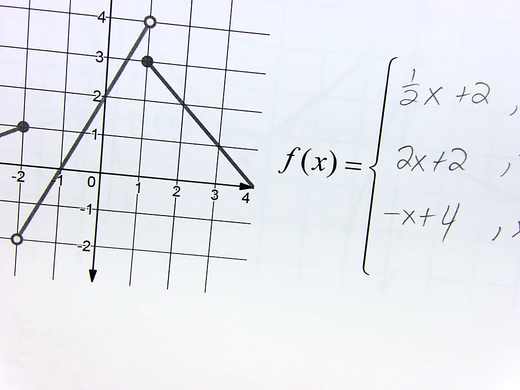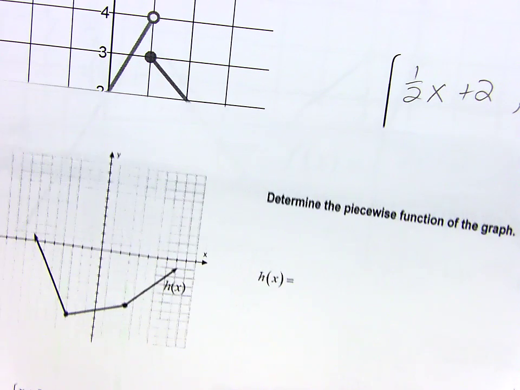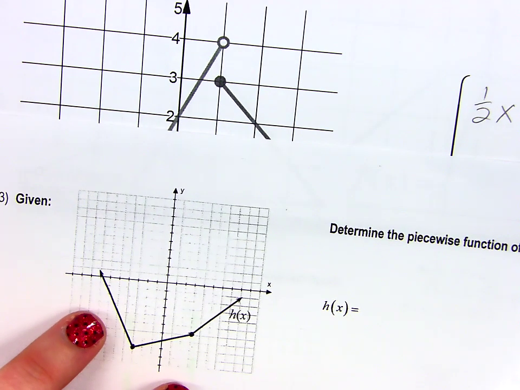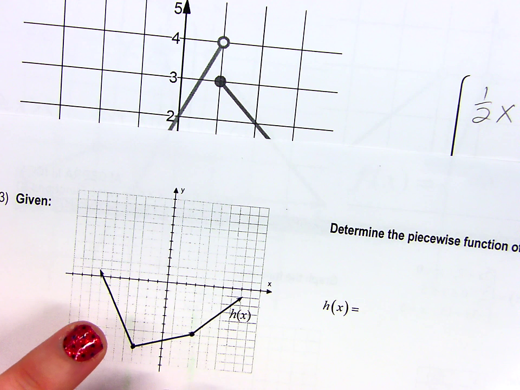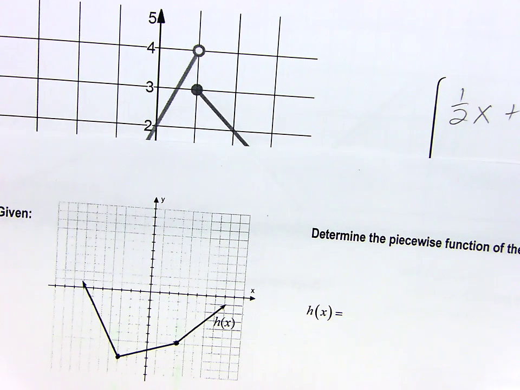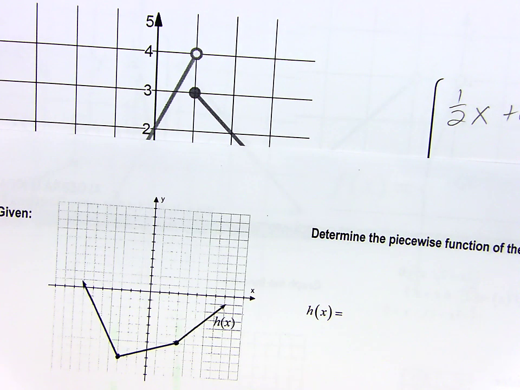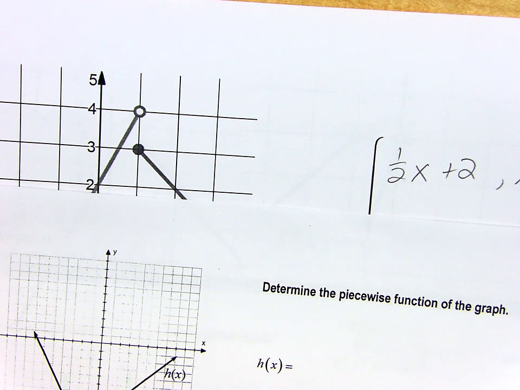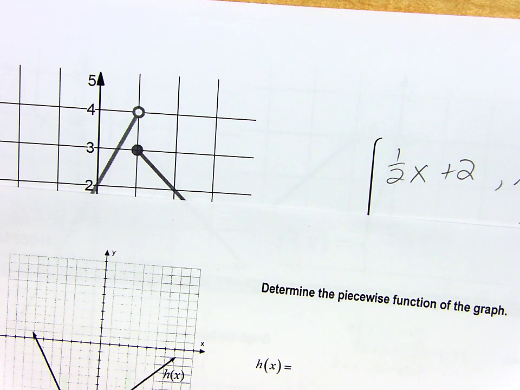Okay. You got answers? Who can tell me the first one? Go ahead, Mike. One half x? Yeah. Almost. What's your y-intercept? Yes! So 1/2 x plus 2. And where does it exist? x is less than or equal to 2. Perfect.